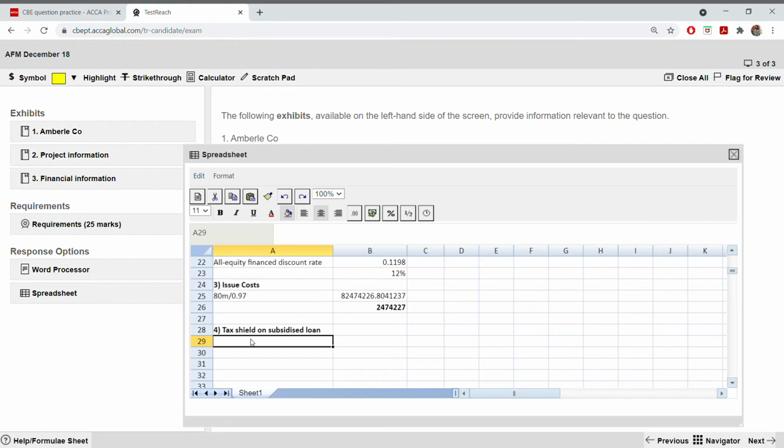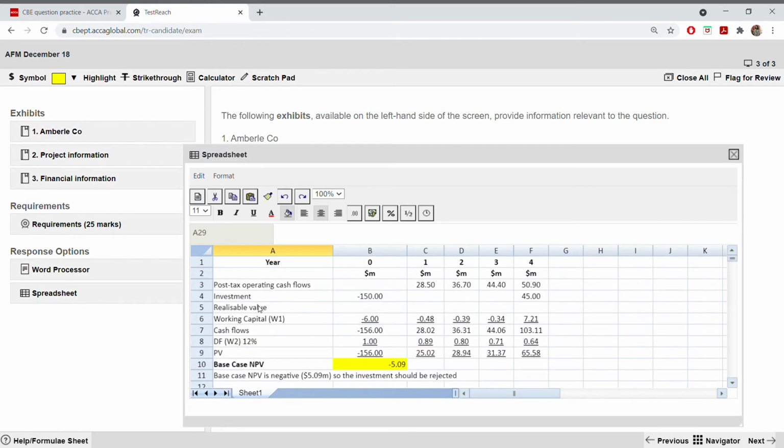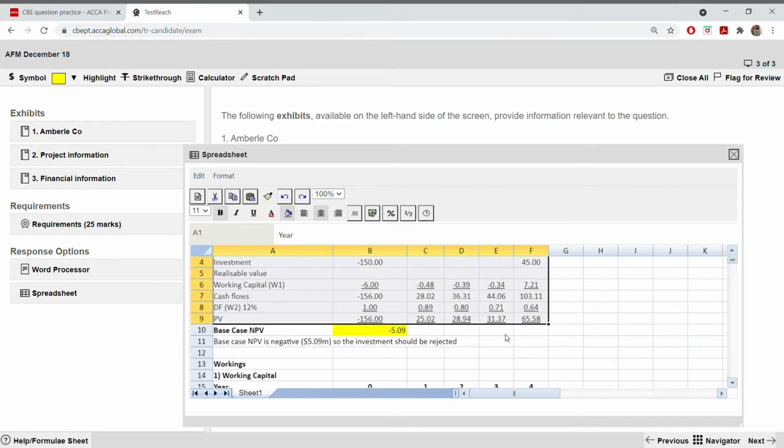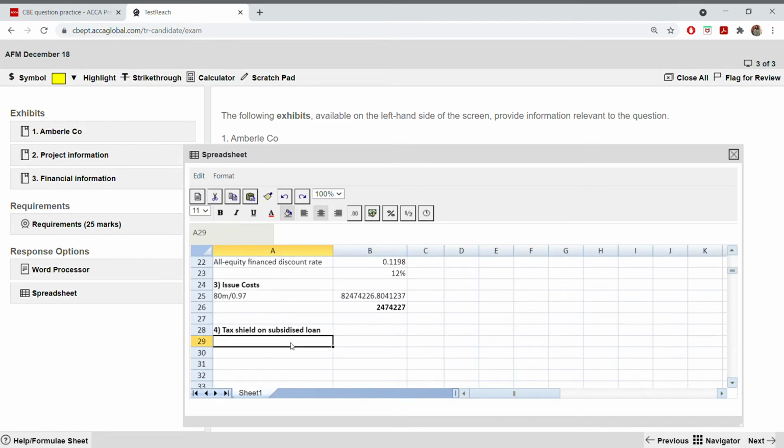The reason why I'm doing all the working is because adjusted present value is just the addition of all your tax shield and all your issue cost. There is no format for adjusted present value, that's why we do all the workings. But for net present value, there's a table like this one. You can even format this, go to format cells, put a border around it. I'm not going to show it here, but you can do it when you are practicing.